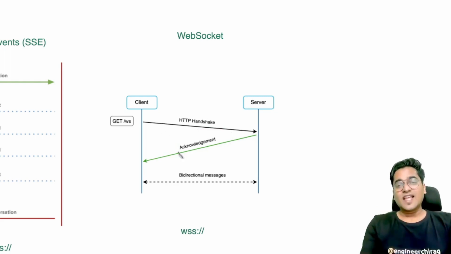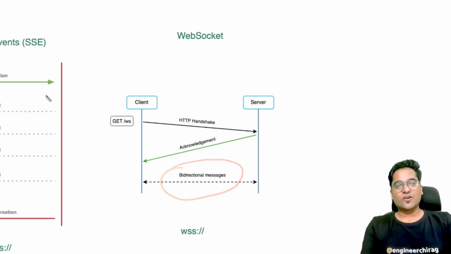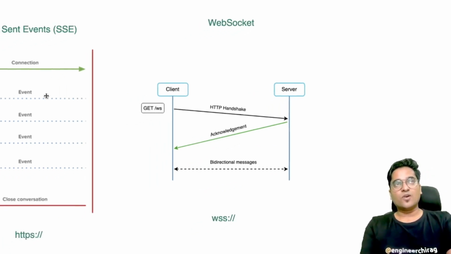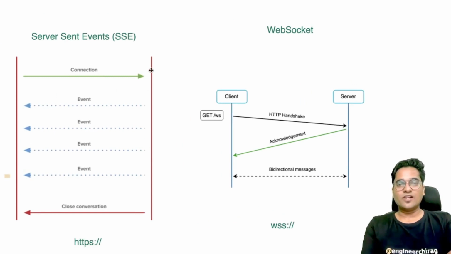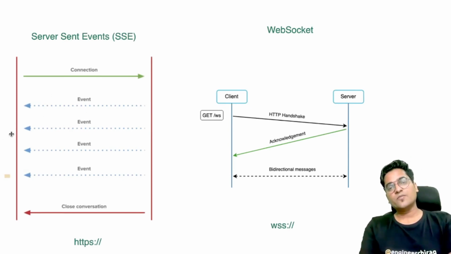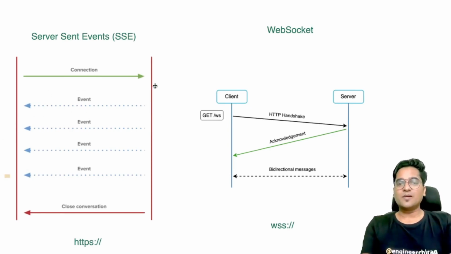Now, once this handshake has happened, the client and server can do bi-directional messaging. What it means is, in case of SSE, which we talked about, the new event will always come from the server to the client. There is no control over a new request going from client to server, because this is a one-time connection, and your server is equipped to send the request to the client.